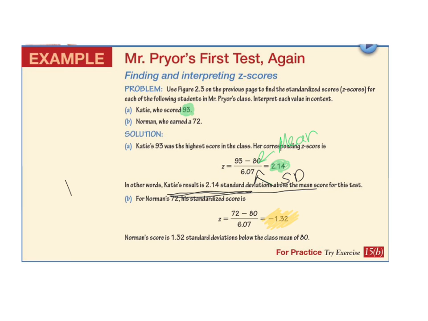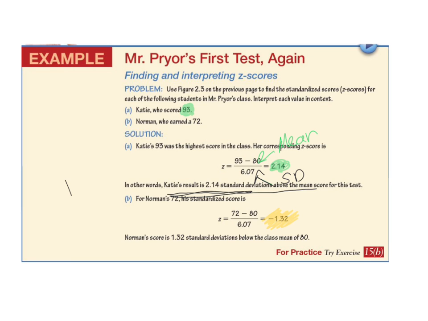How do we know that Katie did better than the mean? Her standard score was positive 2.14. It means she did better than the class average. Norman's negative standard deviation means he did worse than the class average. These are important facts to know and interpret as we're going along in answering these things.